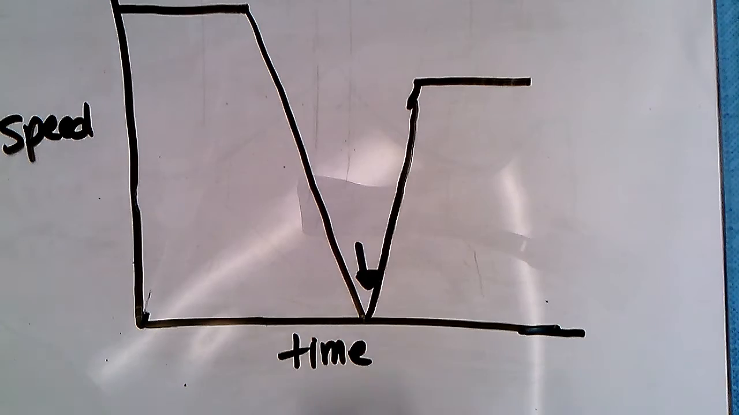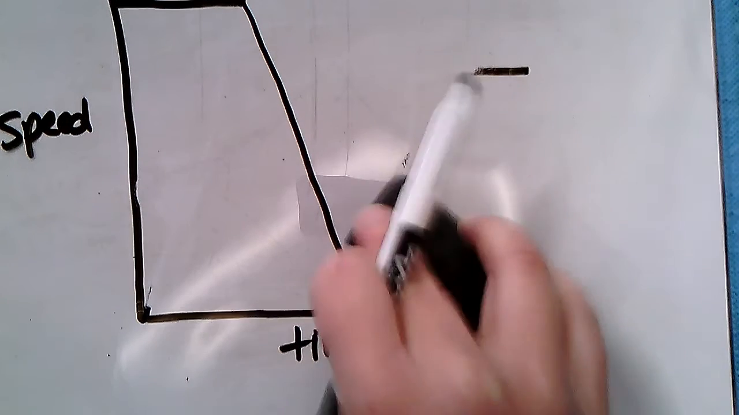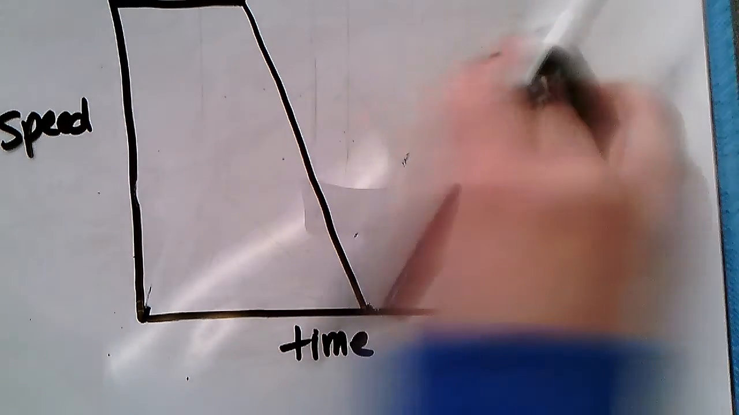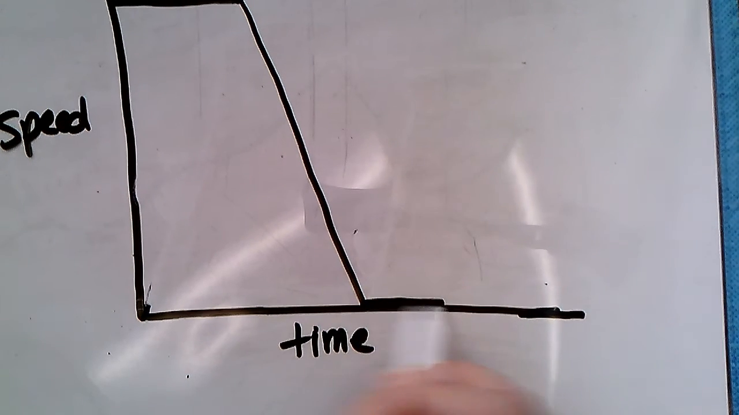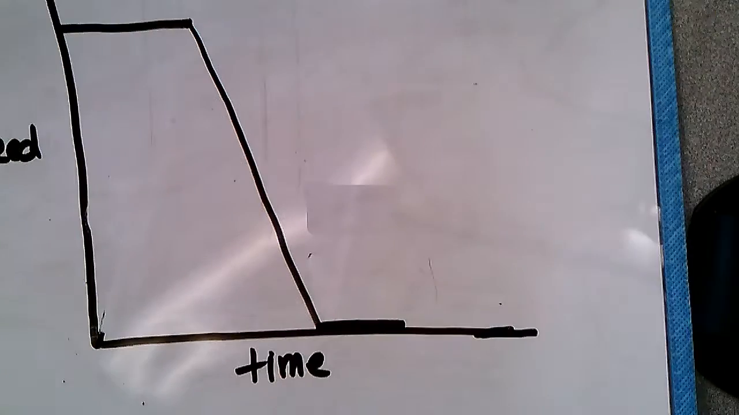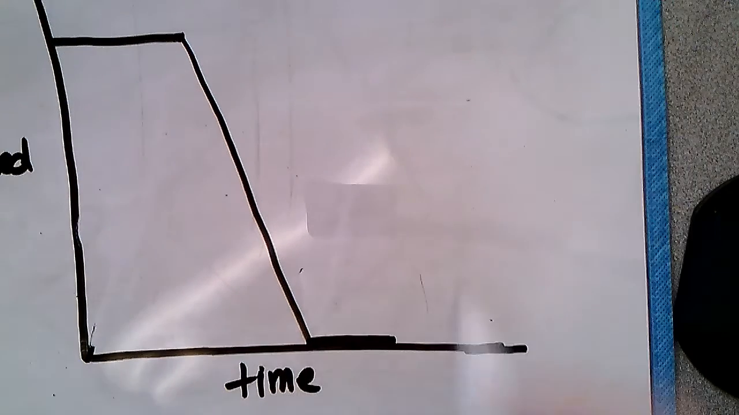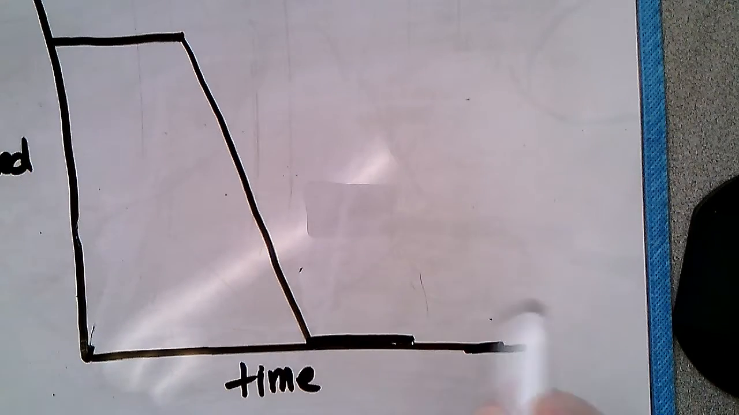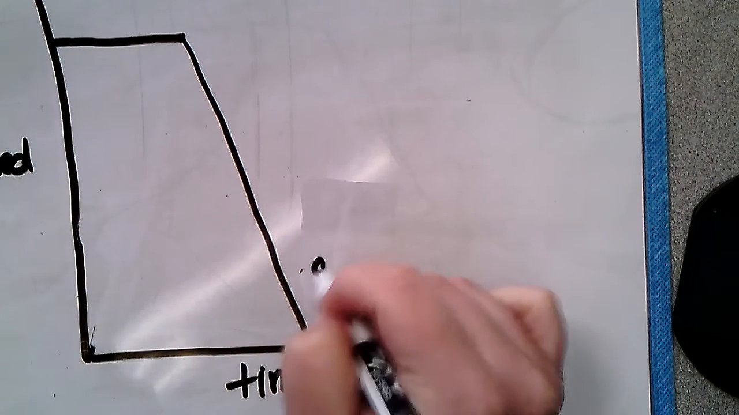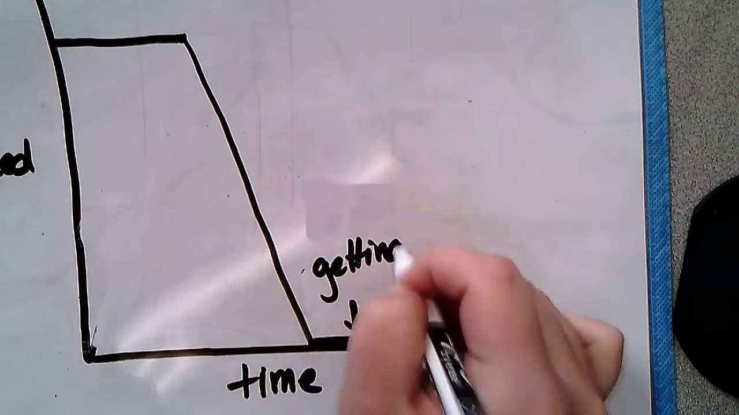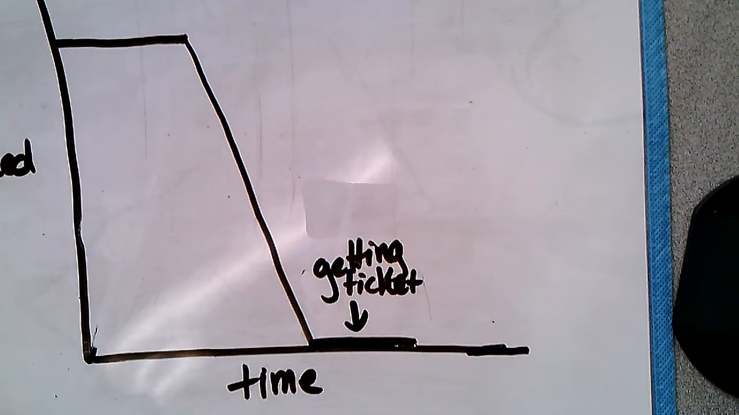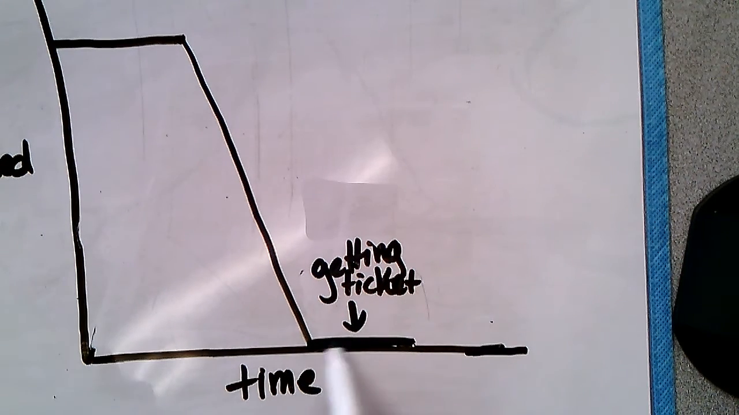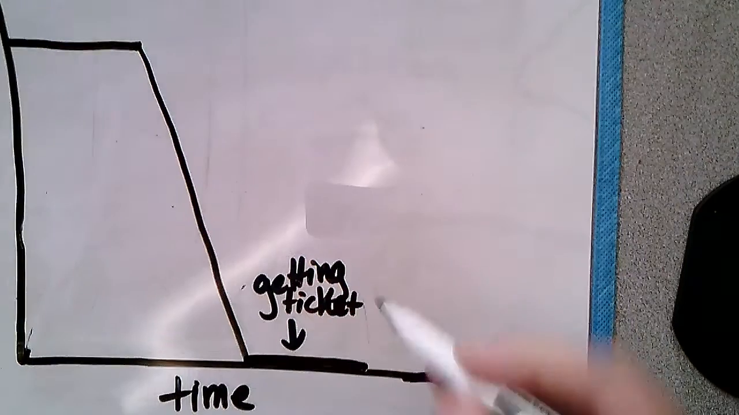All right. So again, that sharp peak there at the bottom is not precise. It's not realistic. She's going to be sitting on the side of the road for a little while while the officer runs her insurance and her license and gives her the ticket. So this is where she's getting her ticket. But again, like we've said before, we cannot stop time. We cannot go back in time. Time's going to continue on, but her speed's going to be 0.